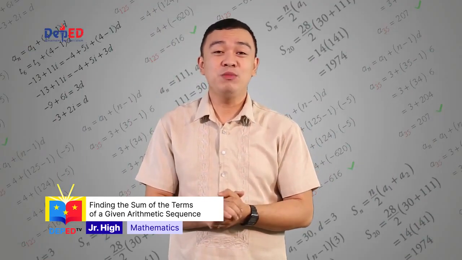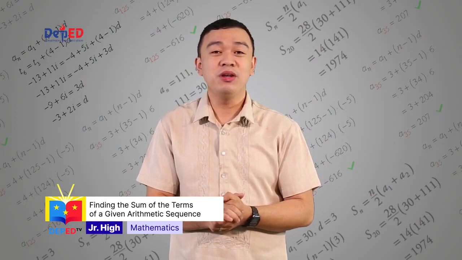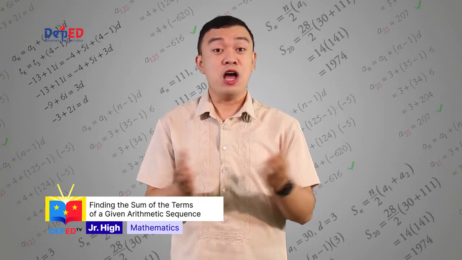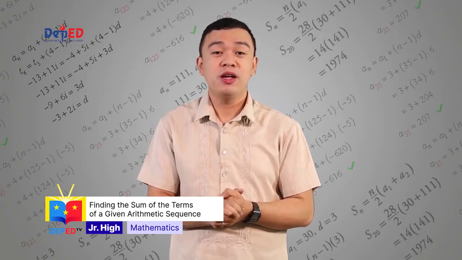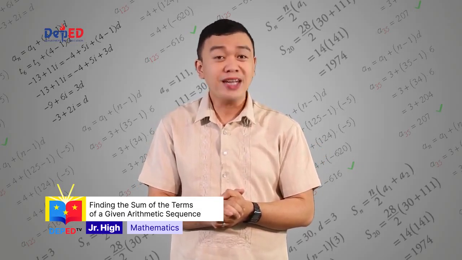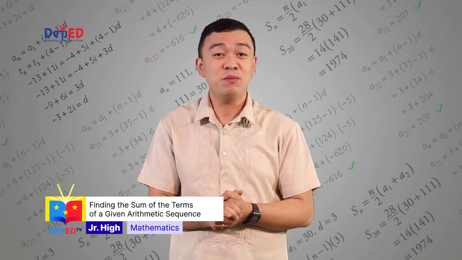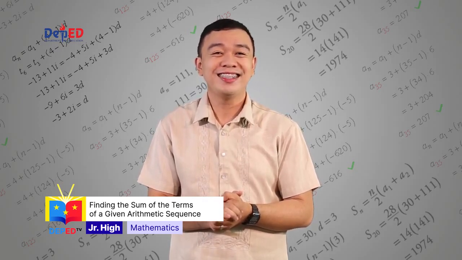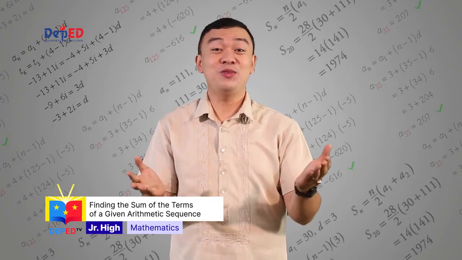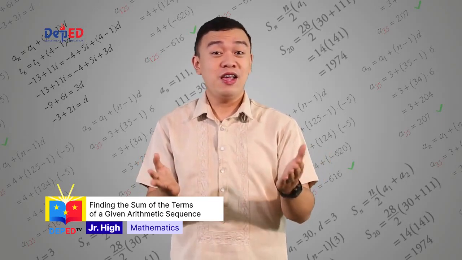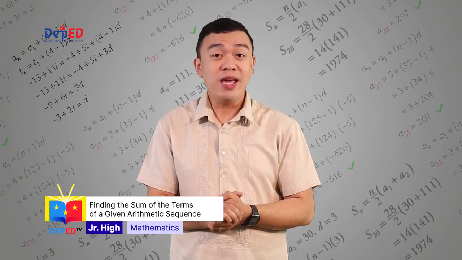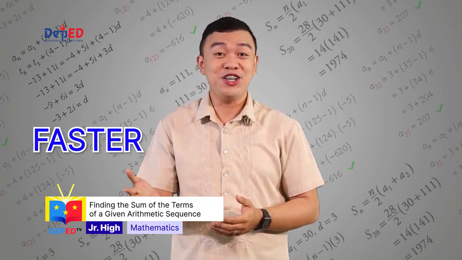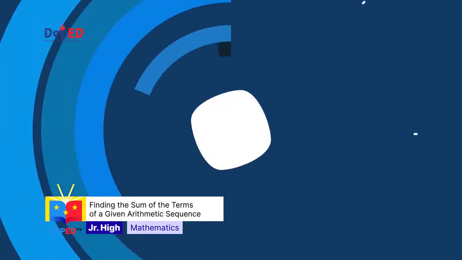Adding manually the terms of a sequence is manageable when there are only few terms in the sequence. However, if the sequence involves numerous terms, then it is no longer practical to be adding the terms manually. It is a tedious work to do. Thus, this episode will present to you a formula that will make the computation faster and easier.